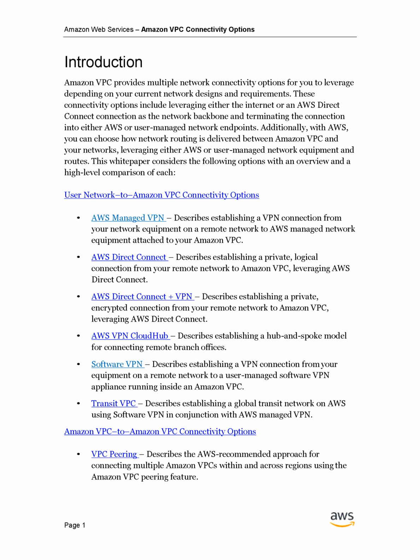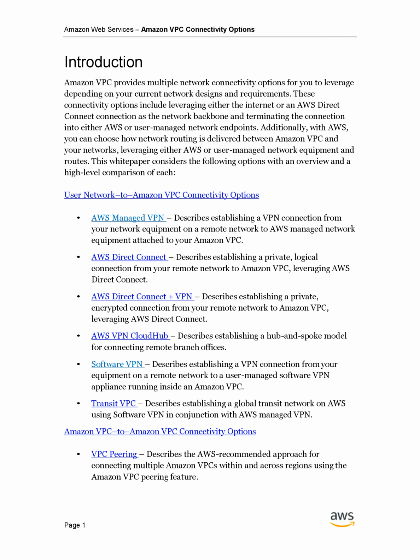Introduction. Amazon VPC provides multiple network connectivity options for you to leverage depending on your current network designs and requirements. These connectivity options include leveraging either the Internet or an AWS Direct Connect connection as the network backbone and terminating the connection into either AWS or user-managed network endpoints. Additionally, with AWS, you can choose how network routing is delivered between Amazon VPC and your networks, leveraging either AWS or user-managed network equipment and routes. This white paper considers the following options with an overview and a high-level comparison of each.